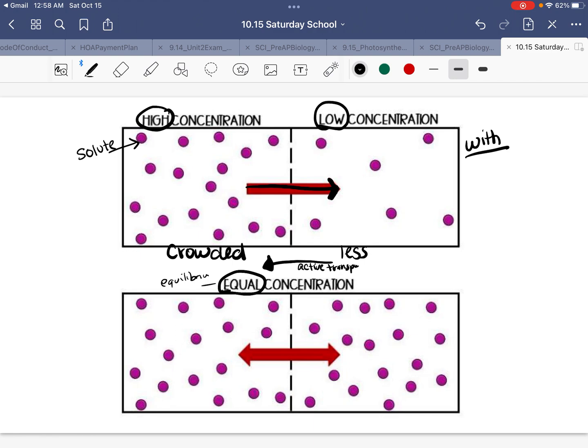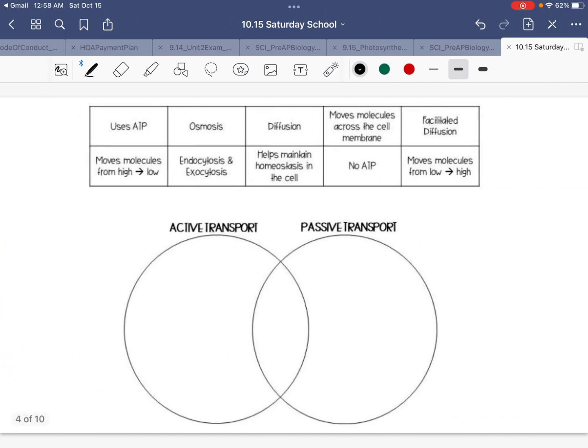So again, concentration is the amount of solute particles, and you try to go from high to low if you're passive, and if you're active, you go from low to high. You go into the crowd, so you require energy. Here is a quick comparison. That A in active should tell you this first one uses ATP.